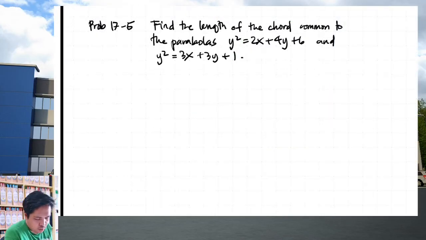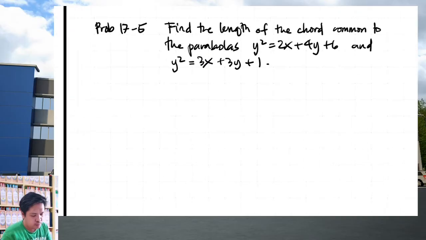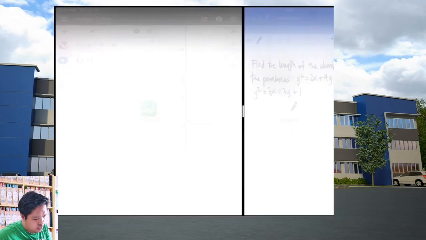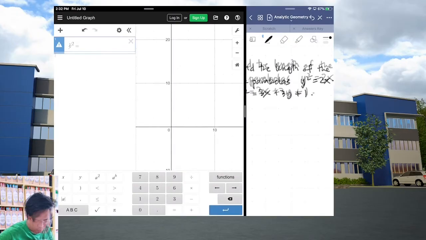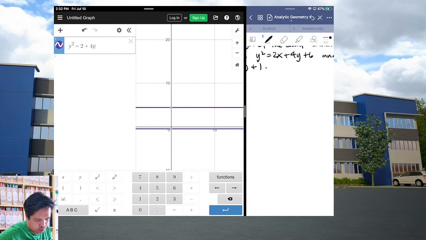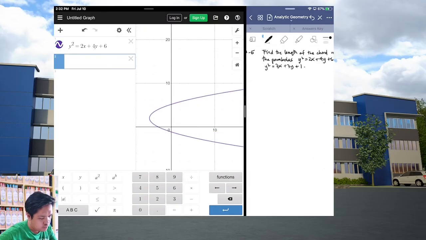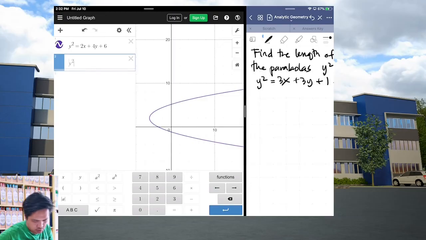Fifth problem we have: find the length of the chord common to the parabolas y squared equals 2x plus 4y plus 6 and y squared equals 3x plus 3y plus 1. So first let us plot these parabolas. We'll just use a plotting tool para madali. The first parabola is y squared equals 2x plus 4y plus 6. So we have another parabola which is y squared equals 3x plus 3y plus 1.